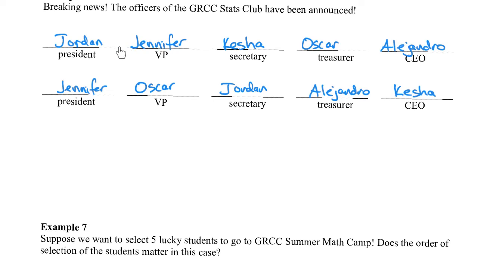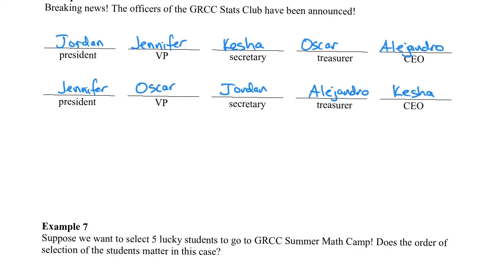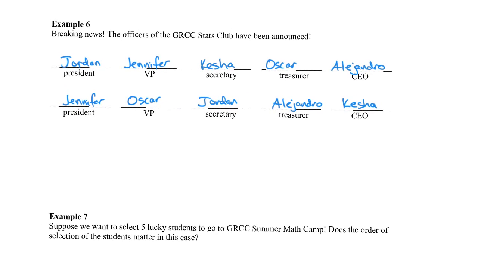Now, in this case, this is definitely different, right? If in this case Jordan is president, over here Jennifer is president. So this ordering of these names is totally different from this ordering of names. The thing to see about this is that order matters. So these are not the same. If I change the ordering, it's different. And that happens with permutations.